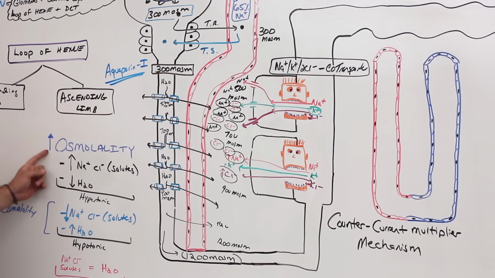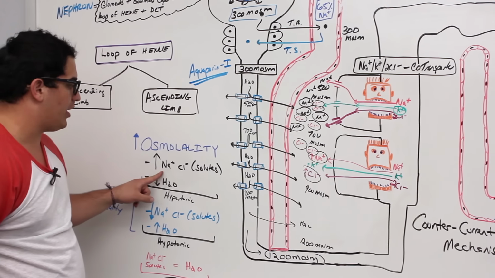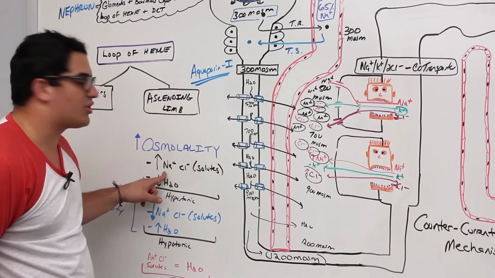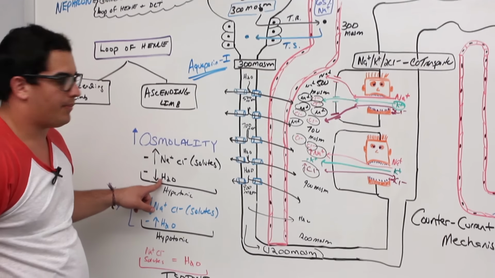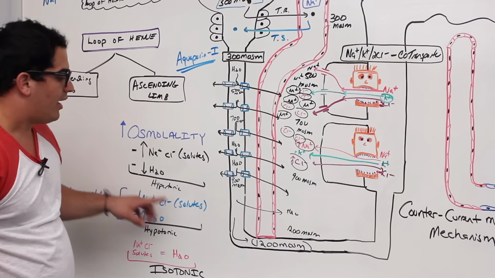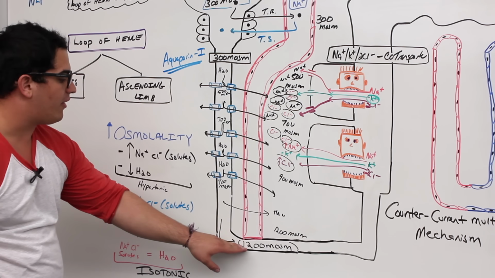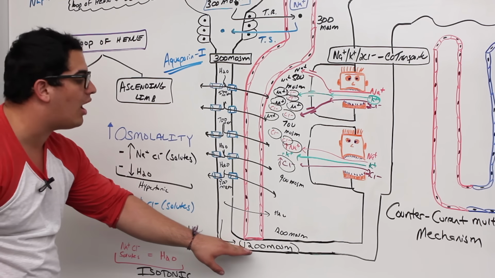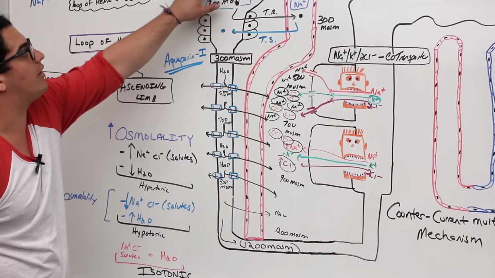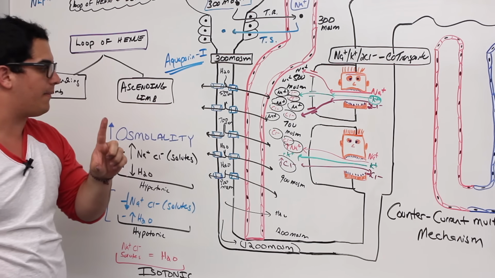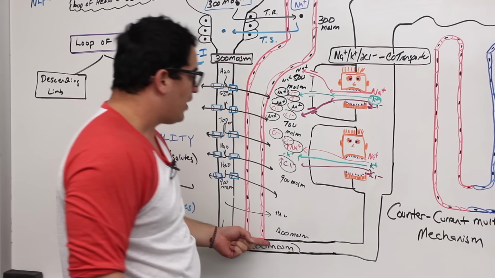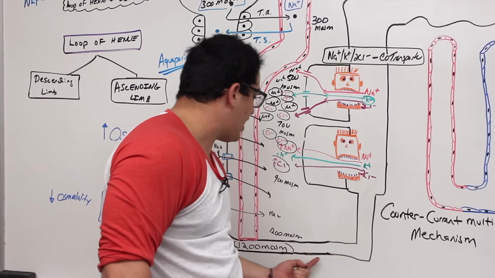So if it's a lot, if it's a high osmolarity, what does that mean it's really, really rich in? It's rich in a lot of solutes like sodium and chloride and very, very low in water. So we're going to say then that this plasma osmolarity of the filtrate is now hypertonic to what? Hypertonic to the plasma osmolarity of 300 milliosmoles. Okay? Now, as we go up, it's really, really concentrated.